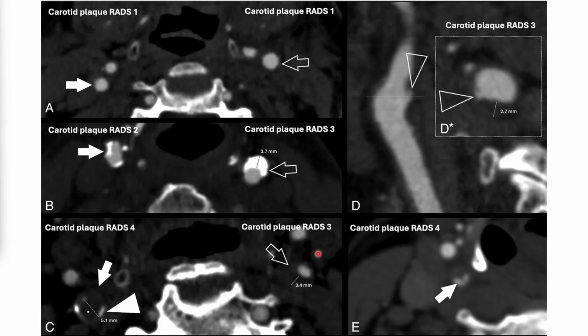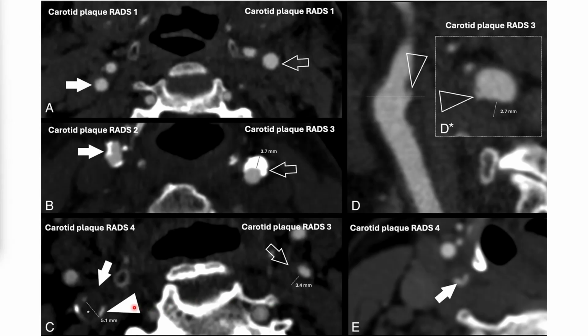In panel C, on the patient's left, we have a thick, soft plaque without any calcifications, and the plaque measures 3.4 millimeters in maximal wall thickness. And if you put an ROI on it, the attenuation was not less than 25 Hounsfield units, so this would be another carotid Plaque-RADS 3.